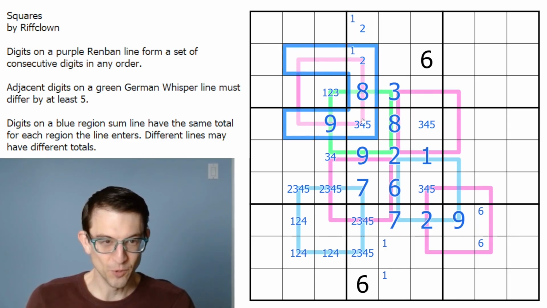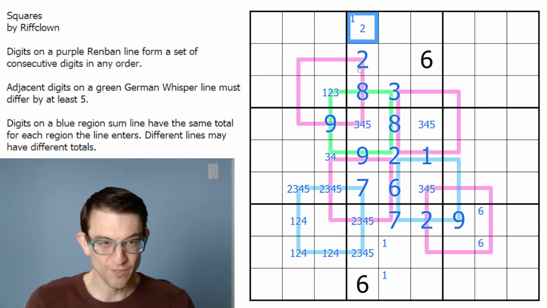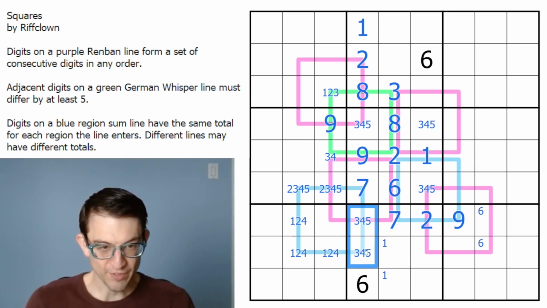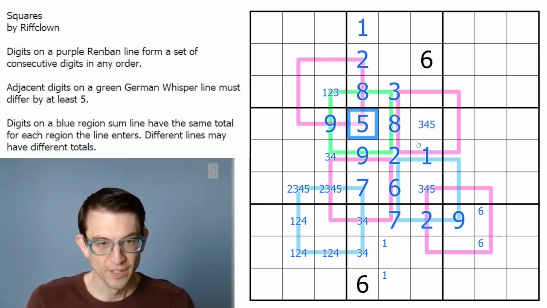I should have seen this before. This 9 on this Renban means there's no 1 on it, so that's not a 1. In fact, it's a 2, and the 1 goes up top. So now 2, 5 is gone from here. This is a 3, 4 pair. That makes this a 5. These can't be 5.